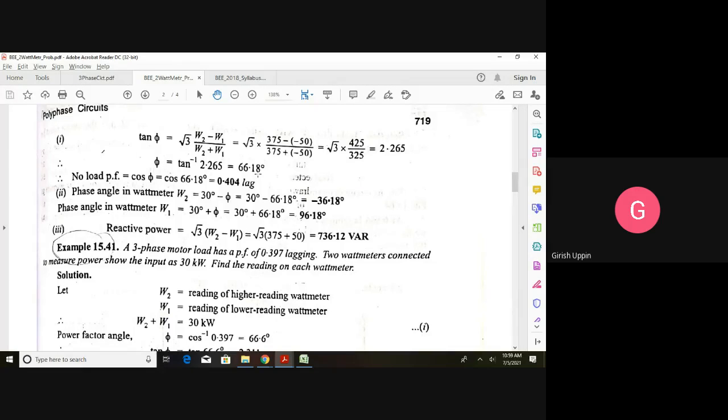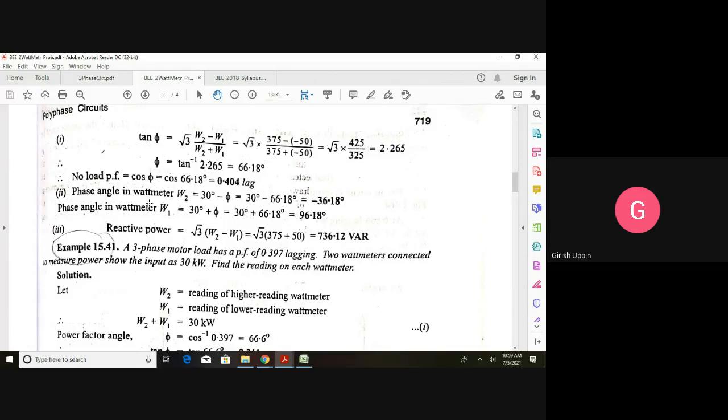What we have to find is the power factor. What is the power factor? Cos of this angle is the power factor. So cos of phi is equal to cos of 66.18. We get it as 0.404 lag. Why lag? It's an induction motor. You can treat it as an RL circuit. That's why we get a lagging power factor.